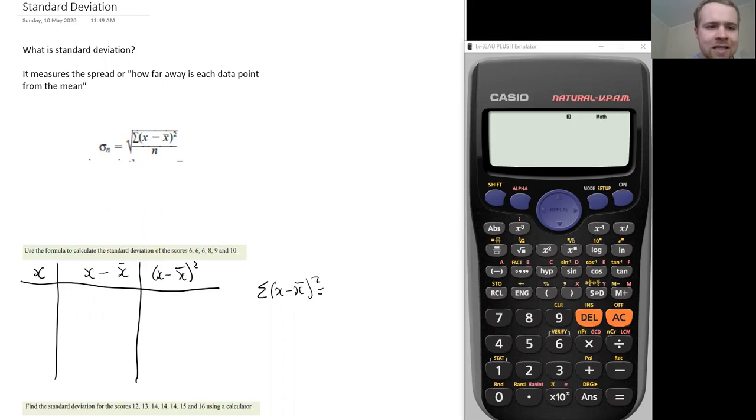So what is standard deviation? It measures the spread, or in other words, how far away each data point is from the mean. Let's say you've got a whole set of data. We want to think about whether there is a way we can calculate something where we're comparing every point in that data set to the mean of that data set. We're trying to figure out the space between each data point and the mean, and then the sum of those spaces, or the average space, if you will.